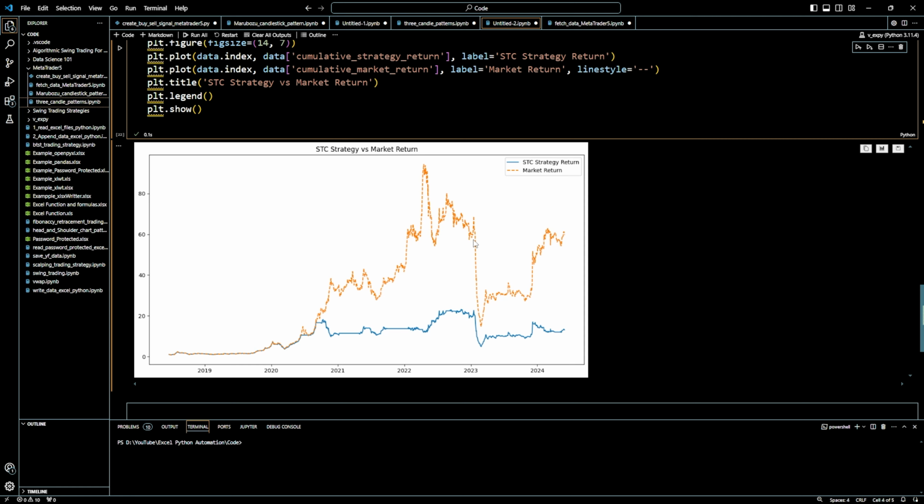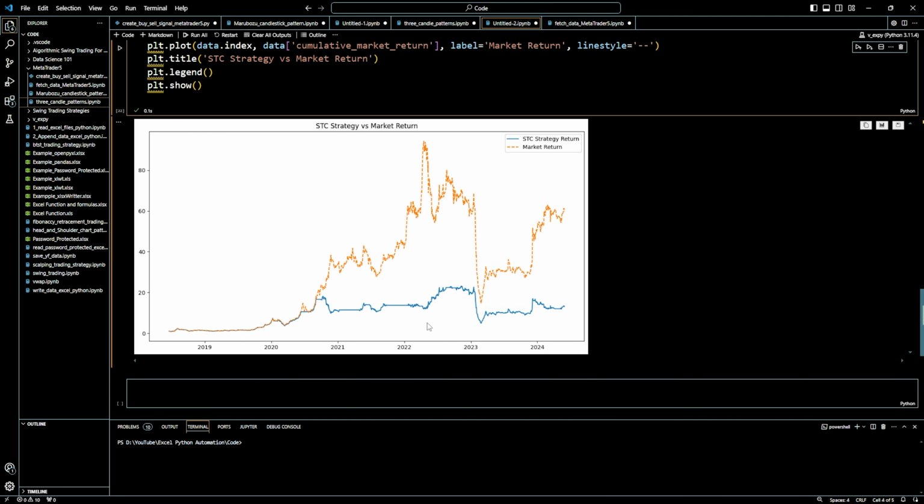So basically we are comparing the market return with the STC strategy return, though it's not that great, because in the long run, of course, the market return is much higher than the STC part, right? But the idea is not to match or exceed the market return, but to get the return at a consistent level, with the number of trades always being low, and the risk and reward always being good. That's how algorithmic trading is normally done.